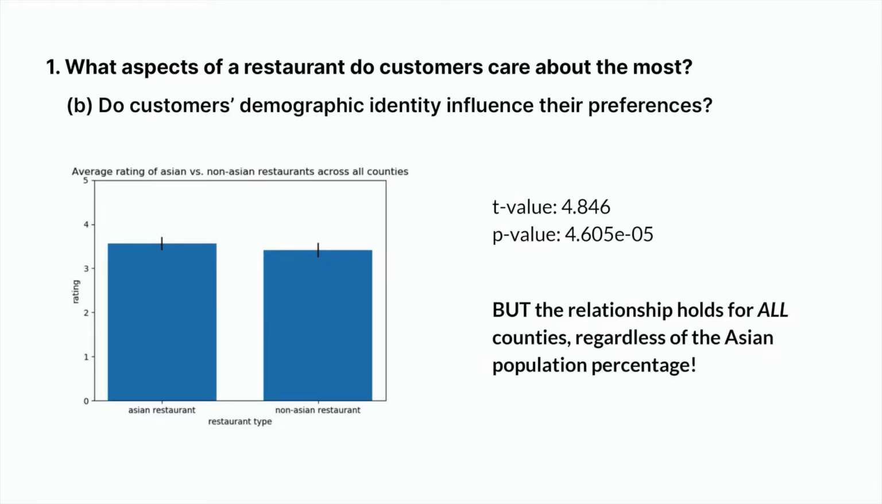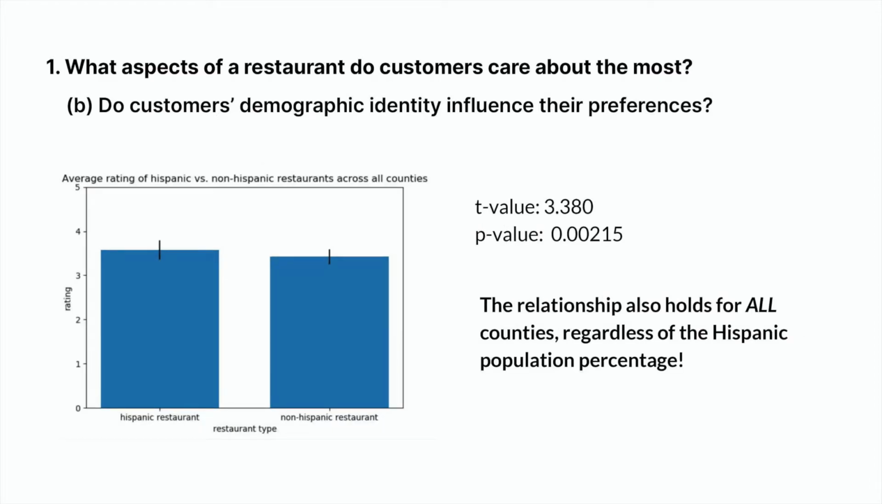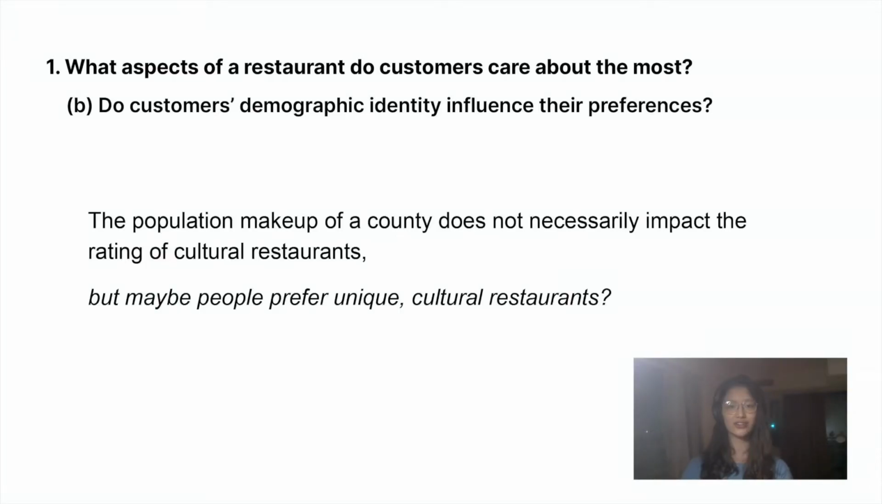However, we did the same analysis over all counties and found that Asian restaurants still receive higher average ratings. The same trend persists for Hispanic restaurants. In counties with above average Hispanic population, Hispanic restaurants also receive higher ratings, but that's not unique to those counties either. Rather, it is true for all counties. Therefore, we conclude that people's demographic identity might not influence their preference, but perhaps cultural restaurants are, in general, favored.